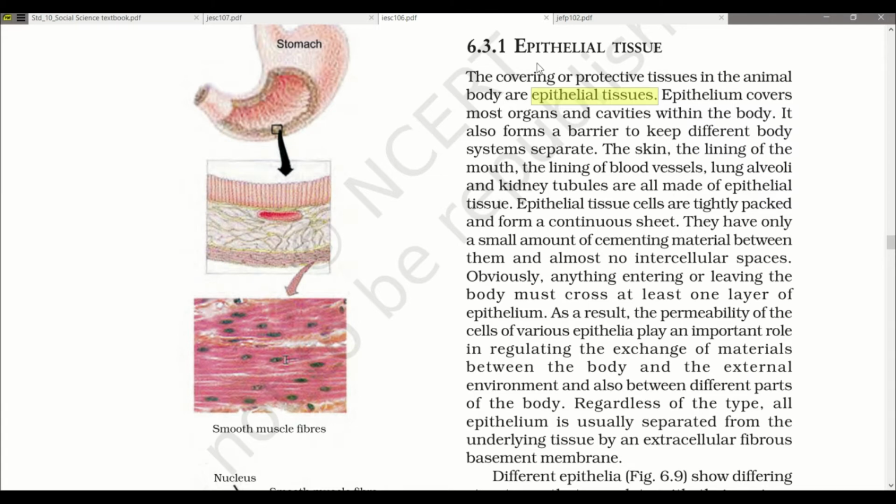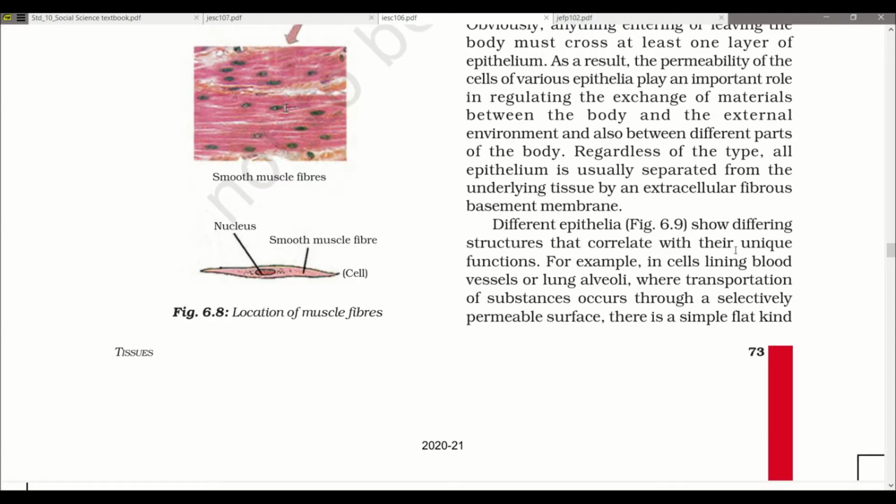So dear students, epithelial tissue may be considered as a protective tissue or differentiated tissue, a tissue that differentiates all the different organs. It forms the lining between two different organs. You can separate the stomach from the intestine, and even the liver and pancreas each have a separate layer because of this tissue, epithelial tissue. So anything transferring from one organ to the other must cross at least one layer of epithelial tissue. Different epithelia show differing structures that correlate with their unique function.